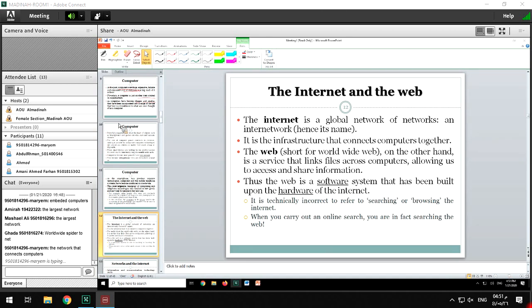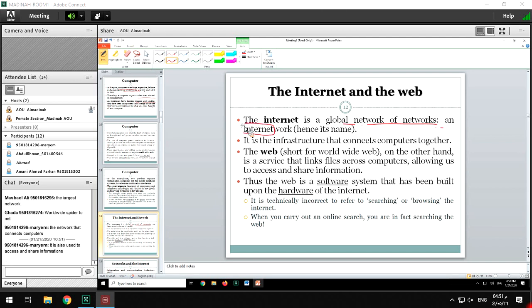Fine. Now, internet can have many different definitions. It does not have any single definition. Here is one of these definitions: internet is a global network of networks. Network of networks, an internetwork. Hence, its name comes from internetwork, called internet. It is also used to access and share information. Very good. It is the infrastructure that connects computers together, whether it is a microcomputer or macrocomputer, or any device that connects to the network.